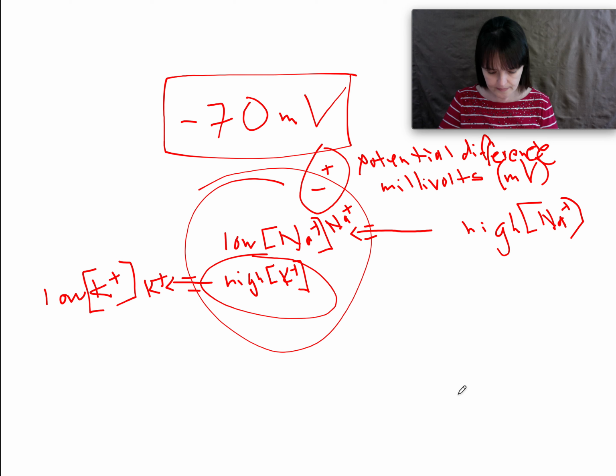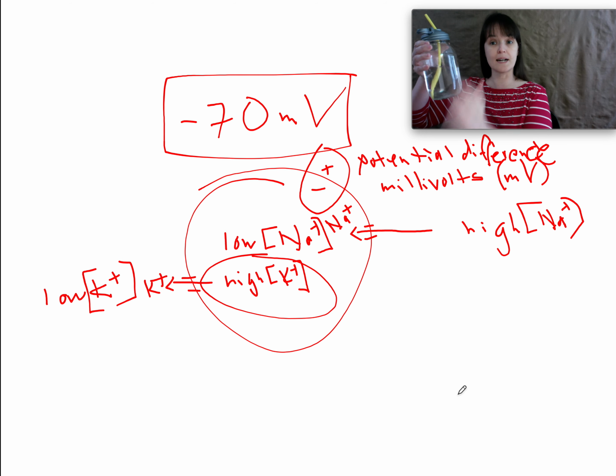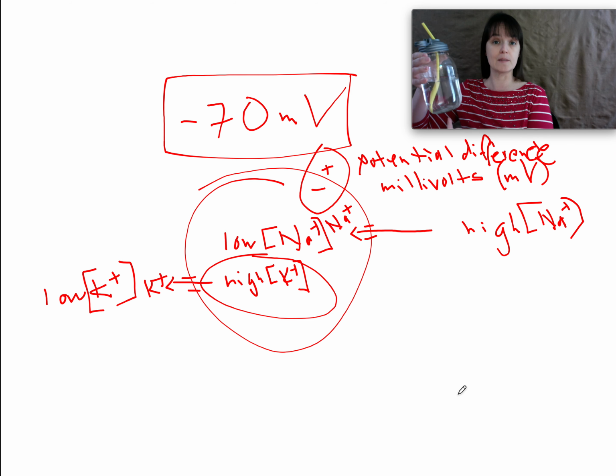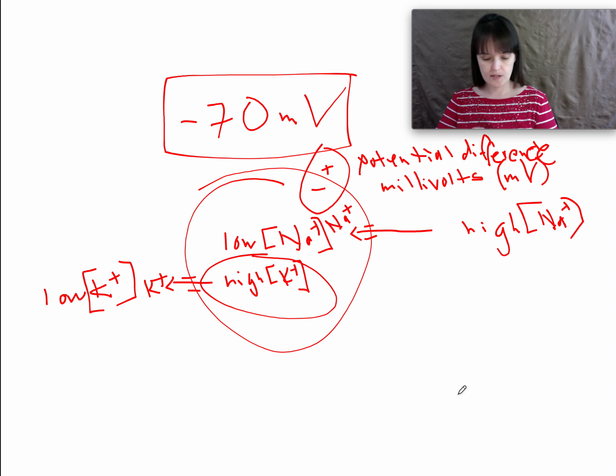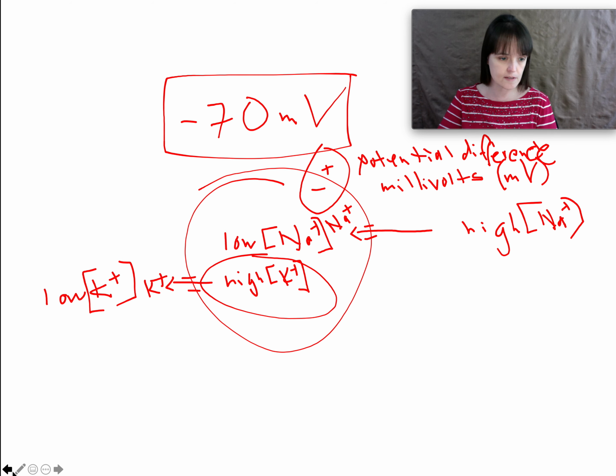Okay. So the gradient is the difference. So when you first put it in and there's a whole lot of powder right at the top and absolutely no crystallite at the bottom, then there's a huge gradient. And the electrical gradient is the difference between the positive and the negative charges. So at resting membrane potential for potassium ions, you have a large chemical gradient pushing out of the cell.